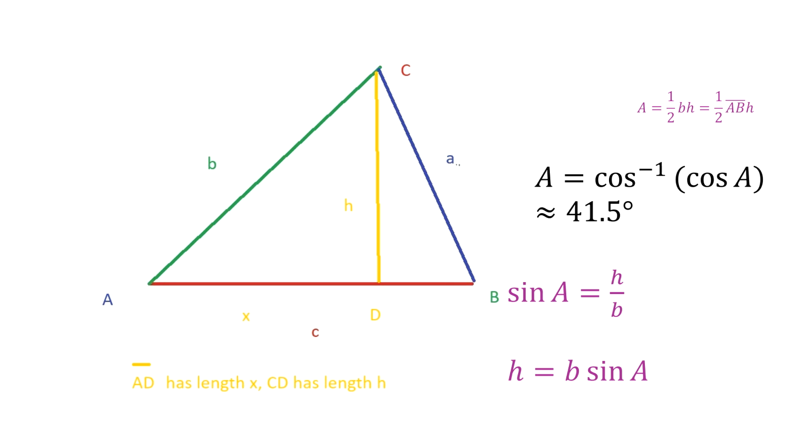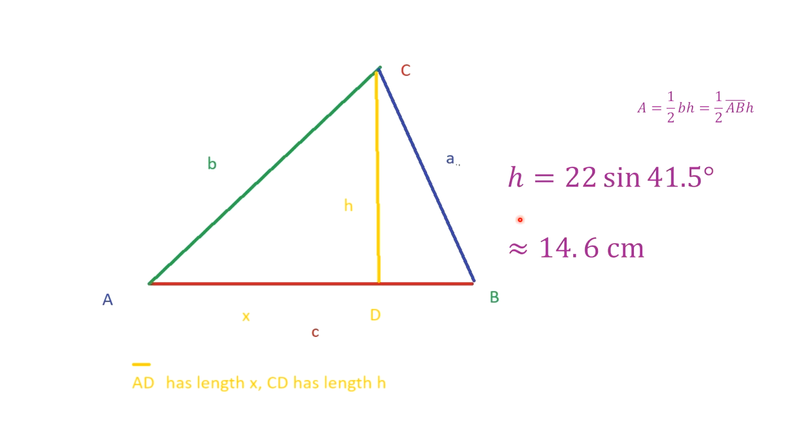Well, all that is just to help me find H. So if I have the angle of 41.5 degrees, then the sine of the angle is the side opposite over hypotenuse. So the sine of A is H over B. And so I'll multiply both sides by B, and I get H equals B sine A. So H is 22 times sine 41.5 degrees, or about 14.6 centimeters.